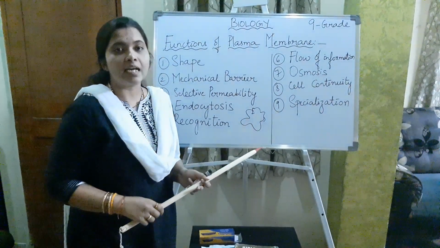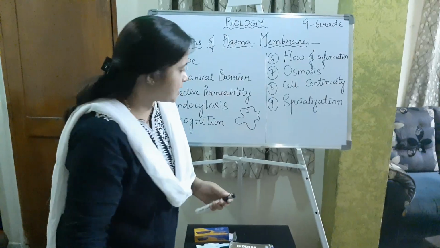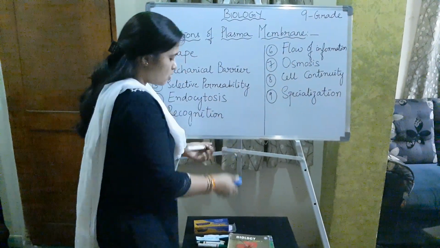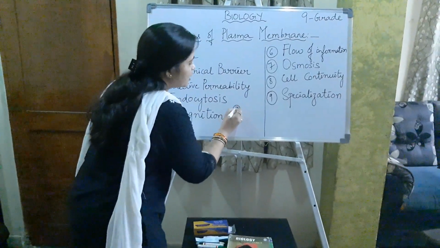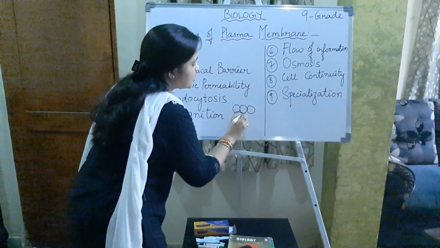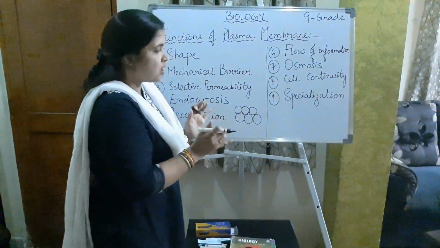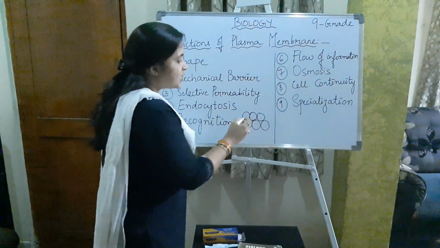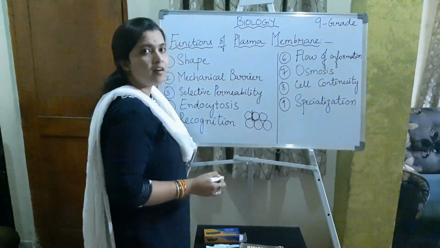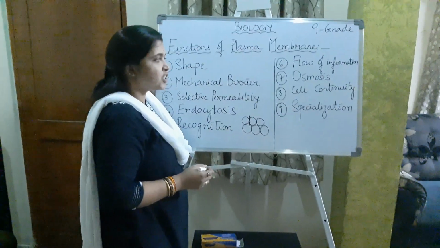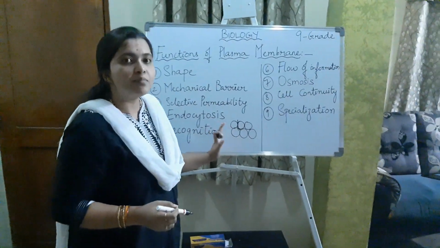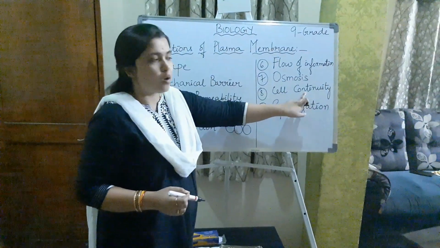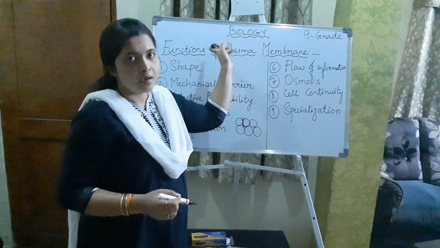What do you mean by cell continuity? So all the cells are arranged in this way, right children? Wait, I'll show you. So all the cells are arranged in this way. A group of cells forms one tissue, I said. So this plasma membrane is attached to the adjacent plasma membrane. This forms plasmodesmata and this is known as a cell junction. So this plasma membrane helps in the cell continuity. That is nothing but cell continuity. That is also one of the functions of plasma membrane.